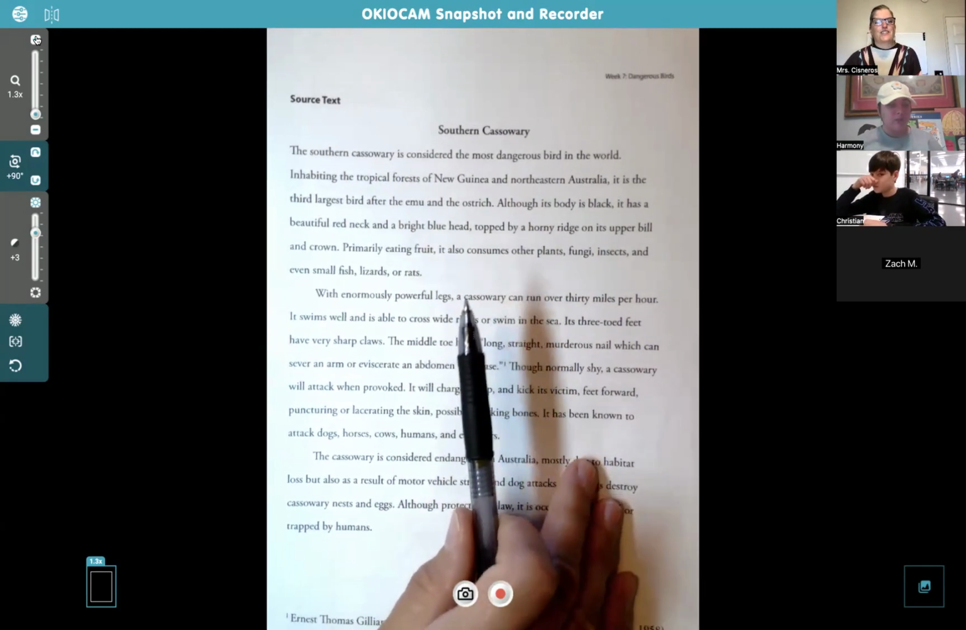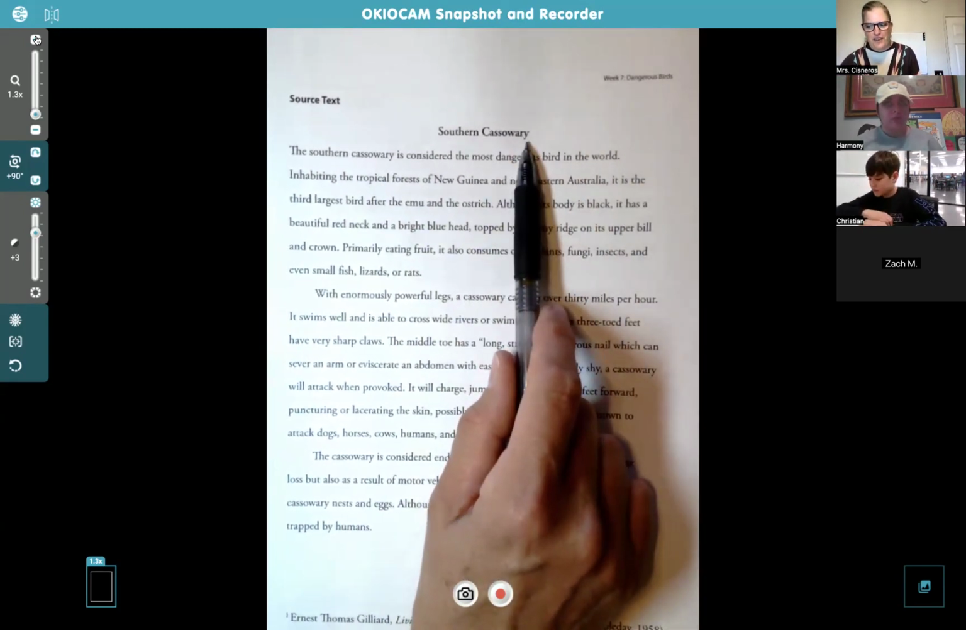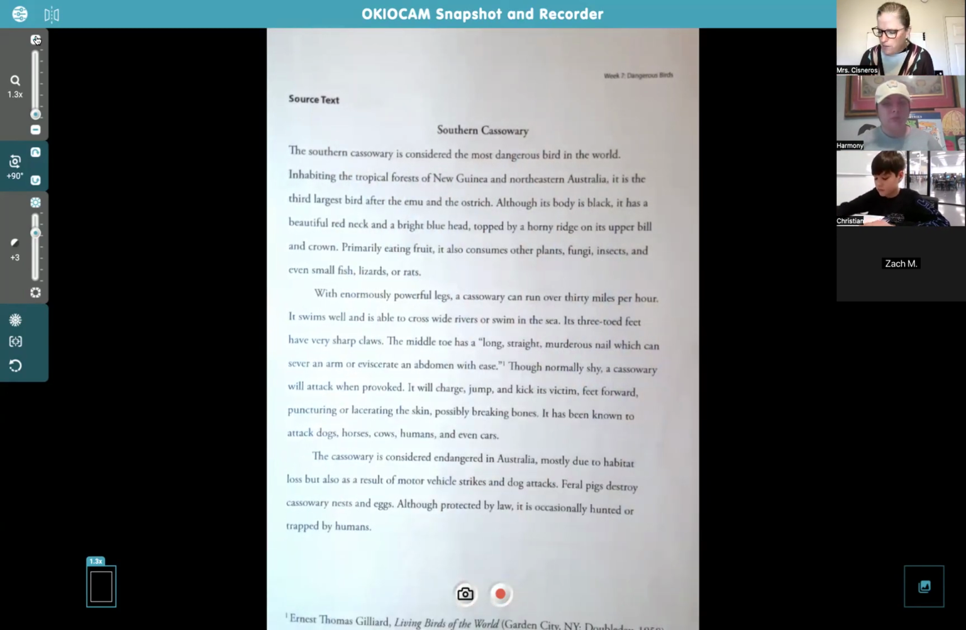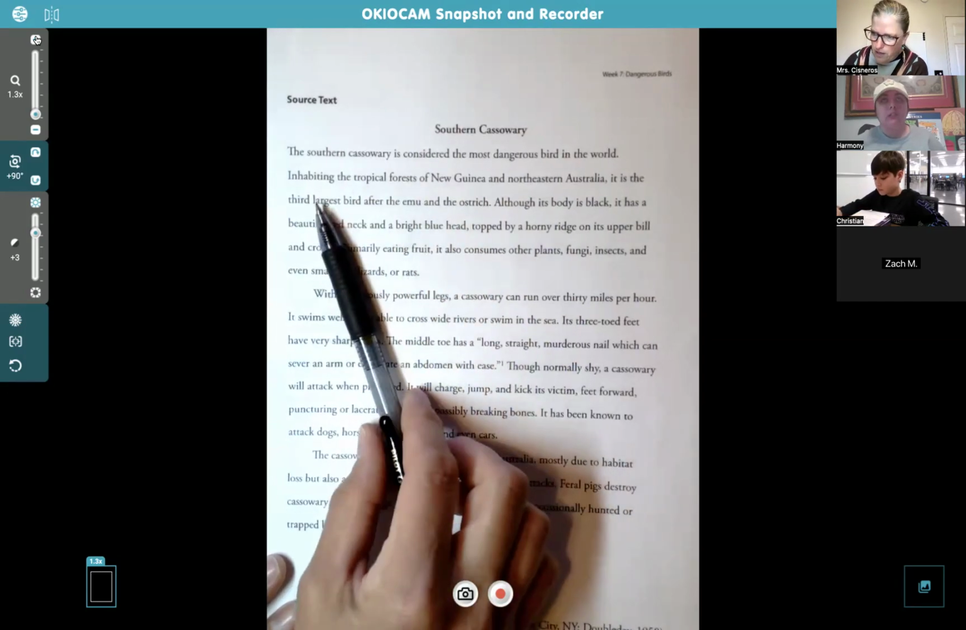It's called a southern cassowary, okay? And I'm going to do the same thing. I'm going to read, but you guys focus on underlining. And your goal is 7. But if you get more than 7, that's okay. You can narrow it down, but I want you to try at least to find 7 things about this bird that you think are really interesting, important, or relevant, okay?